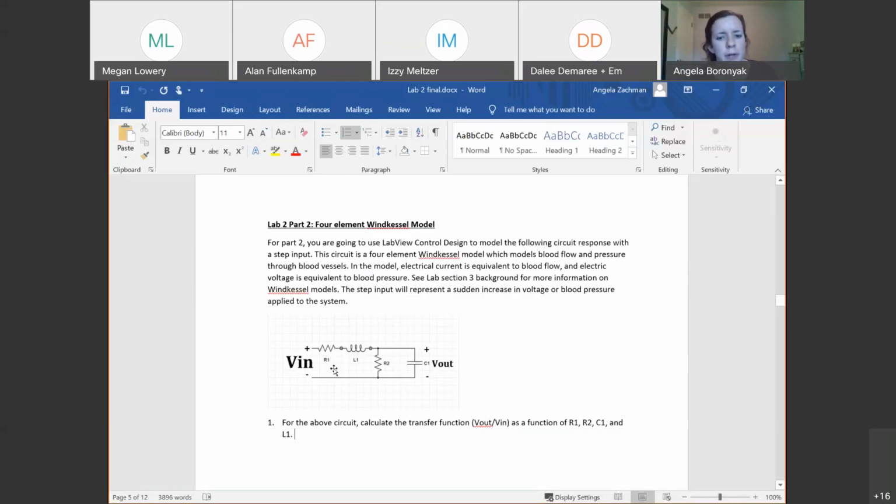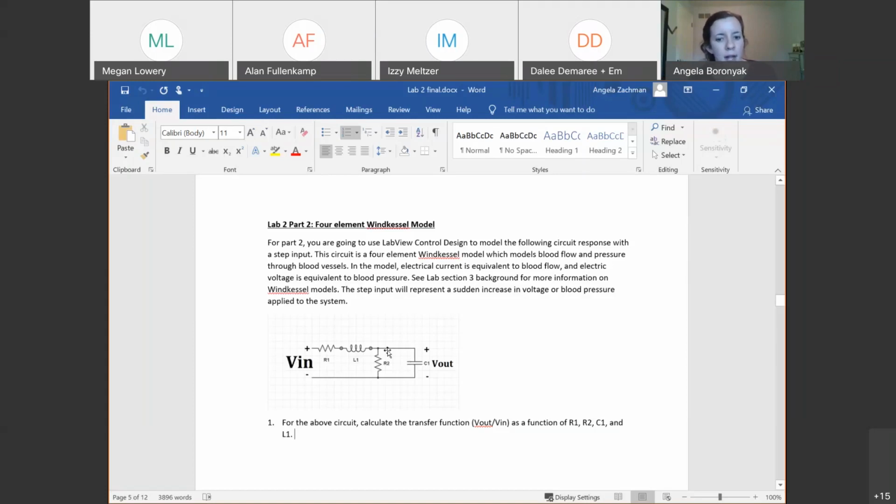A very simple one is the 4-element Windkessel model here, where I have 2 resistors, an inductor, and a capacitor. And I can think about the voltage for each of these as equivalent to blood pressure, and the electrical current as equivalent to blood flow. I need resistive elements because my blood vessels do provide some resistance to blood flow, particularly if they're narrowed due to a plaque or something like that, or if they're just a very small vessel.